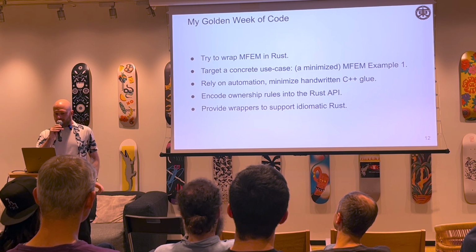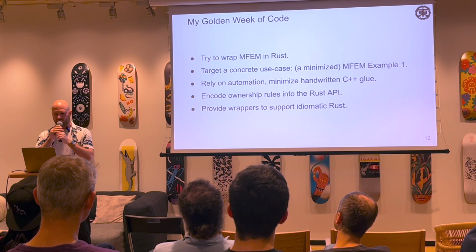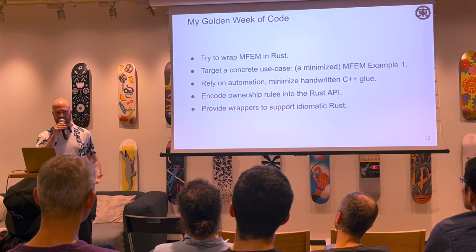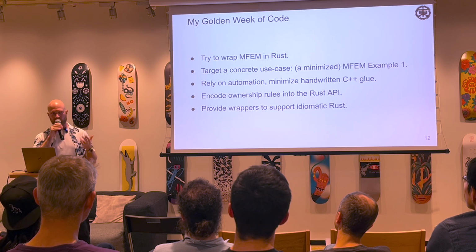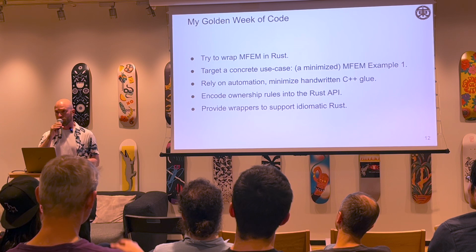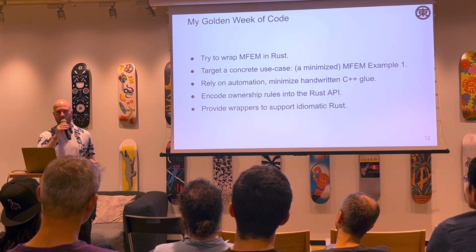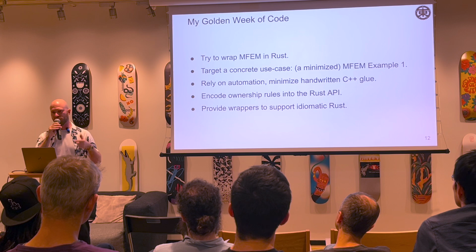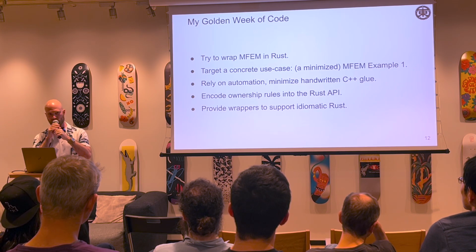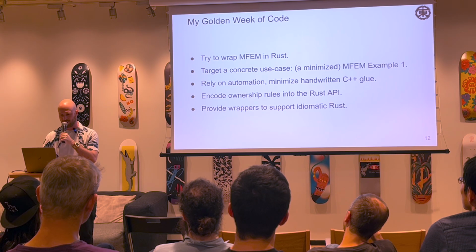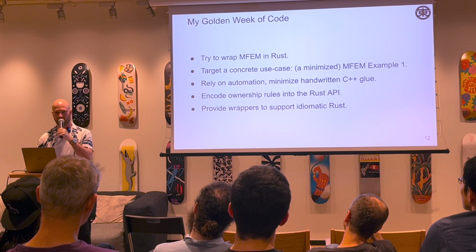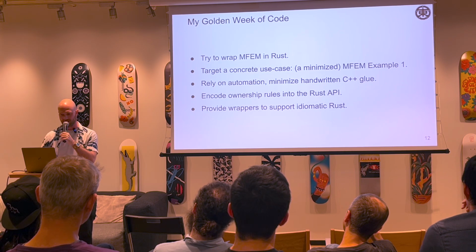More specifically, I wanted to encode ownership rules into the Rust API. MFEM has a lot of implicit ownership rules that you can only learn about by reading the source code, and these things make it very error prone to use. Sometimes you just get segfaults, you don't know why, you crawl through the code and you find, okay, it's because of that. So wouldn't it be nice if the Rust compiler would just tell you, hey, you're not using this correctly? And I wanted to provide a layer of wrappers on top of all this to support writing idiomatic Rust code and still use MFEM.